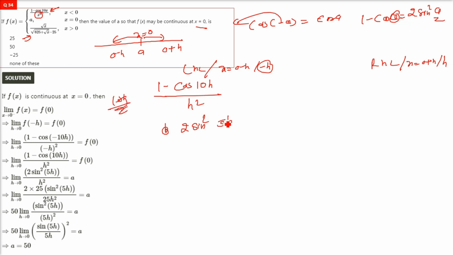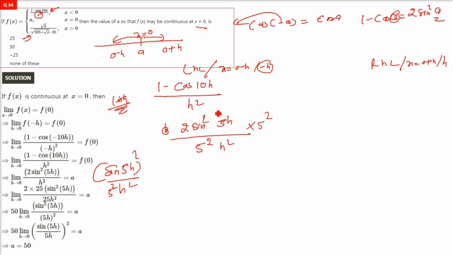And in the denominator you have h square, so you have to have a 5 square in the denominator because it is sin 5h whole square. You already have h square, include 5 square, so sin 5h whole square, so you need to have a 5 in the denominator. That's what I'm talking about. So 5h square is already there, 5 square you have included, so 5 square you have to go and put in the numerator as well.